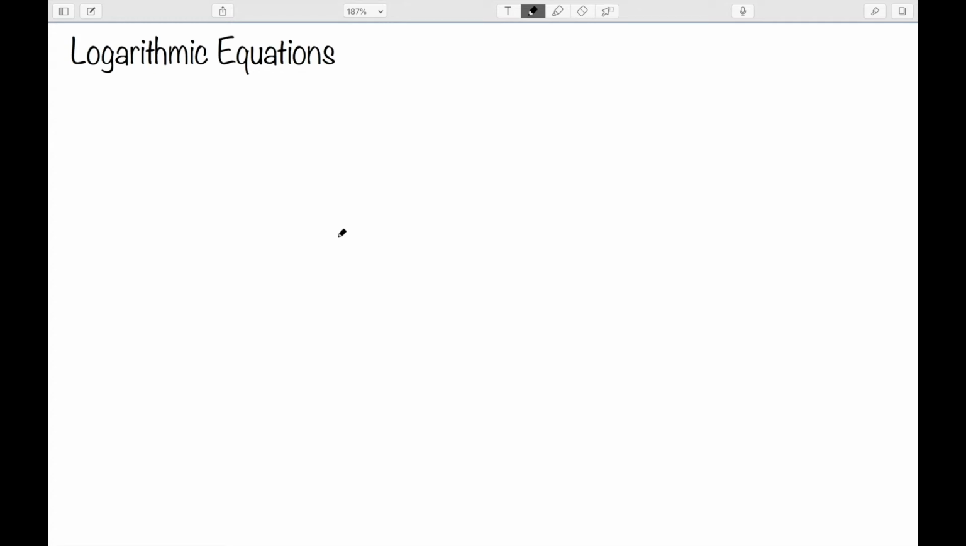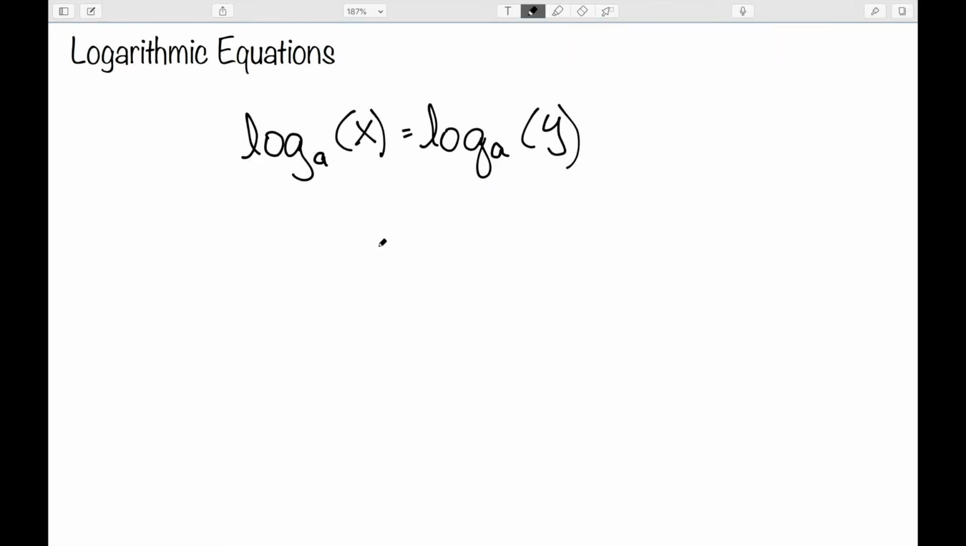In this video, I want to show how to solve logarithmic equations. There are two methods that we'll need to use depending on how the equation's set up. The first case I'm going to look at is log base a of x equal to log base a of y. So we're taking the log of the same base on both sides. In this case, we can just set x equal to y and then solve.